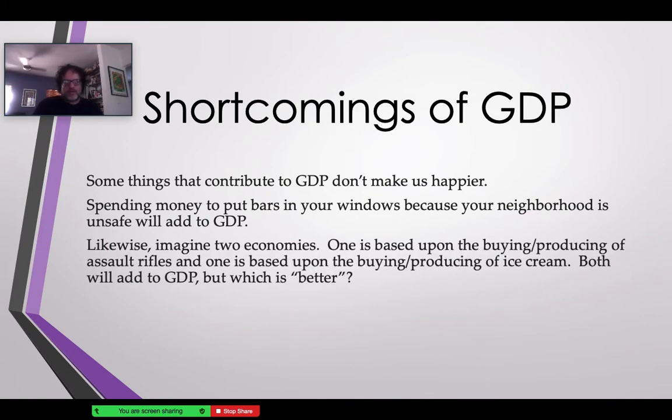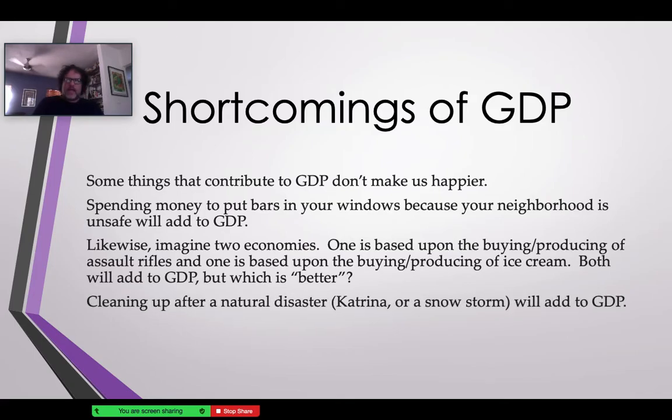Imagine two economies. One makes assault rifles, one makes ice cream. Both add to GDP. Which one are you going to want to live in, right? Probably the one with ice cream. You don't want people running around with rifles and things like that. Same thing with pollution, okay? Same thing with a natural disaster, right? Sure, we can pay money to clean up our polluted waterways. It adds to GDP, but that's not the sign of a good economy and a happy country.